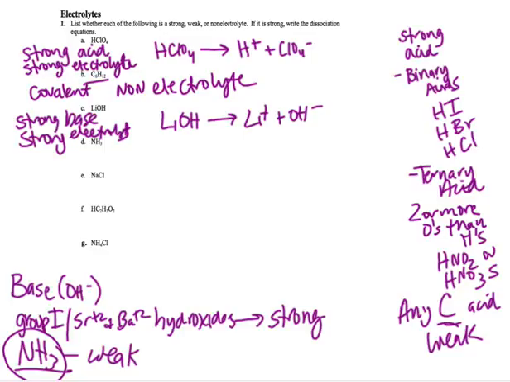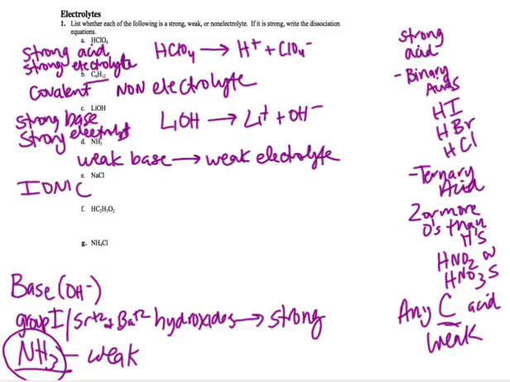NH3, let's classify that. That's a weak base. So what kind of electrolyte is that? Weak. Okay. Sodium chloride, what is that? Ionic. Is it a soluble ionic in solution in water? Yeah, have you been in the ocean? Yeah. Maybe, maybe not. But yeah, definitely. So what would the dissociation equation be? Na plus and Cl minus.